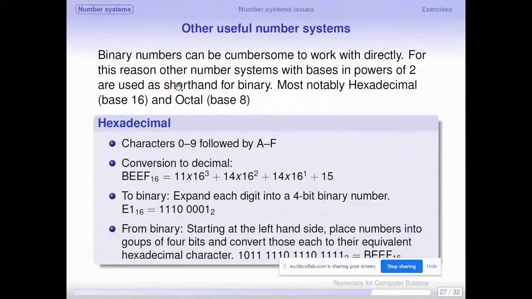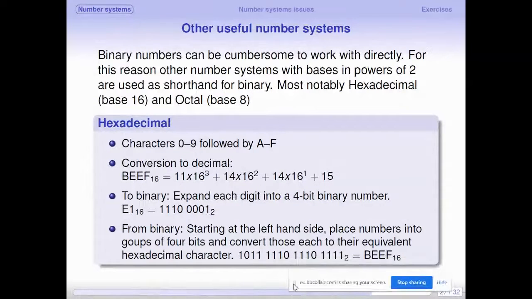So other very useful numbering systems that exist are hexadecimal, which have the character 0 to 9 followed by A to F. You can do conversion by decimal using the same technique that we discussed for binary conversion if you want to, but it's silly. We'll show you a better way now. And obviously, you can write fun words in it because it's got some letters in it.